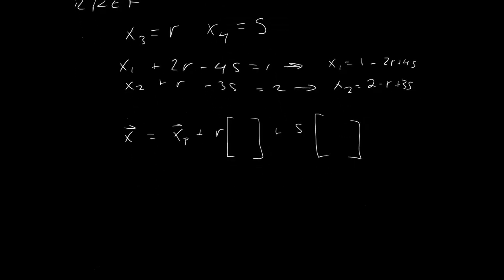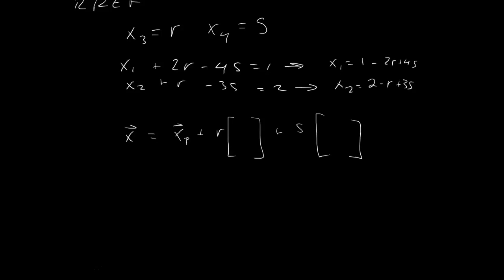And so for a particular solution, I just need some value that would work. So for my particular solution, I'm just going to let r and s be 0, which will tell me that x3 and x4 are 0, x1 could be 1, and x2 could be 2. So here's a particular solution. So it's some point that's on my plane here.